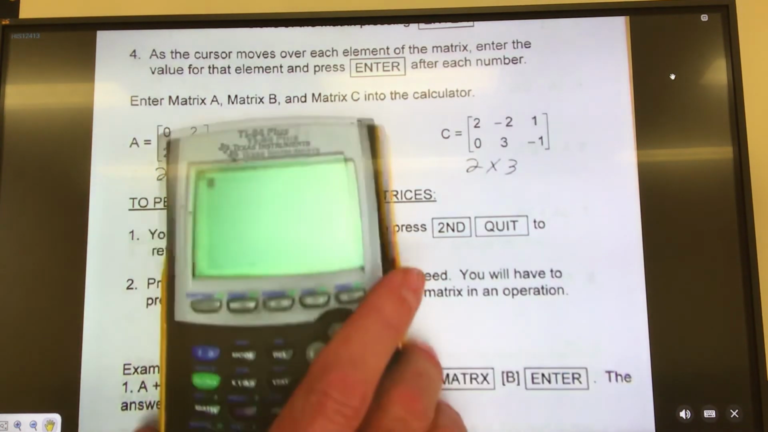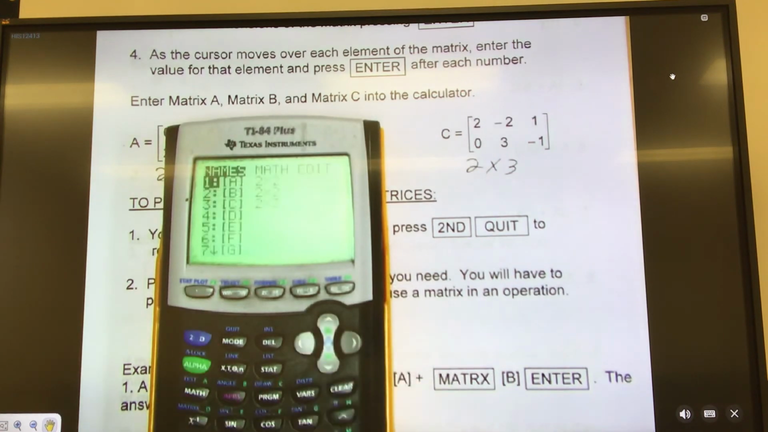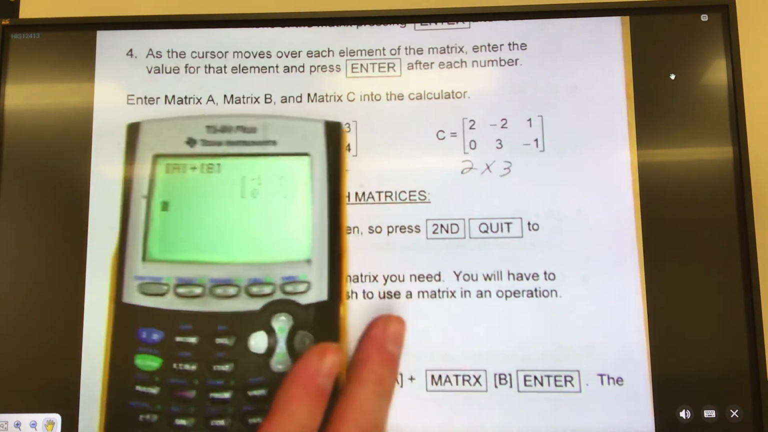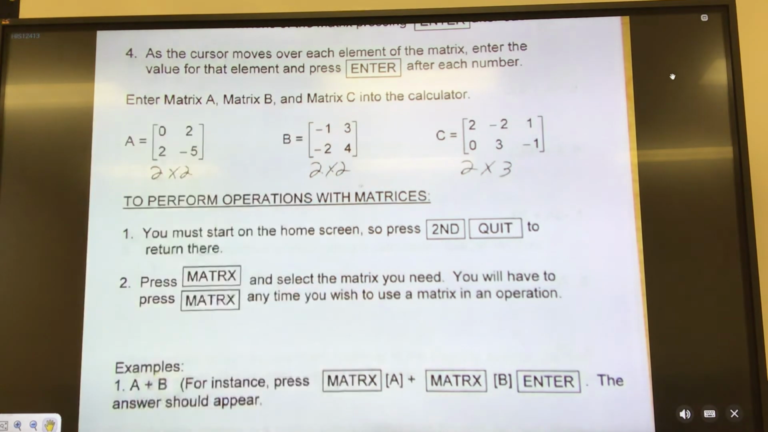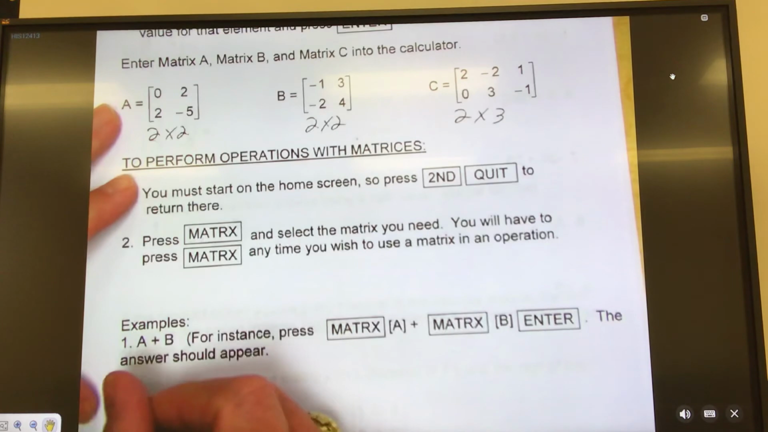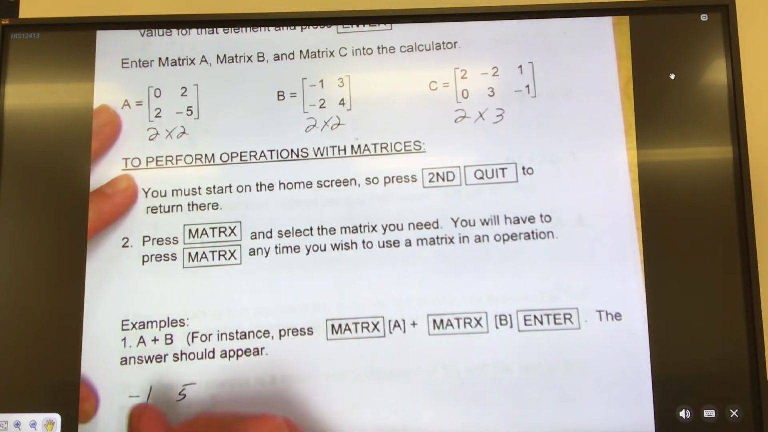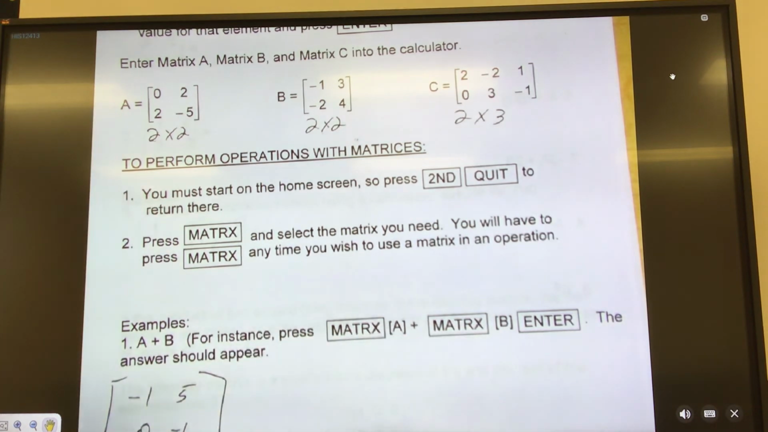We take our calculator. We hit second matrix. Number 1 is my A, so I just hit number 1. And it pops up as an A, in a matrix form. Hit plus, second matrix again, and we want number 2, B. Hit enter, and it gives me my 2 by 2 answer. So I just take that answer, and I'm going to write it in. So it would be -1, 5, 0, and negative 1. And clearly, that is a 2 by 2 matrix.